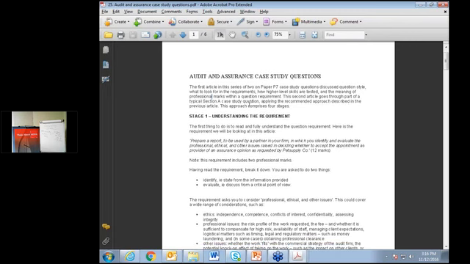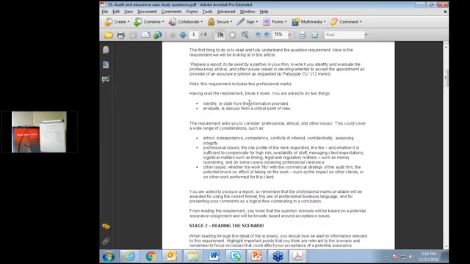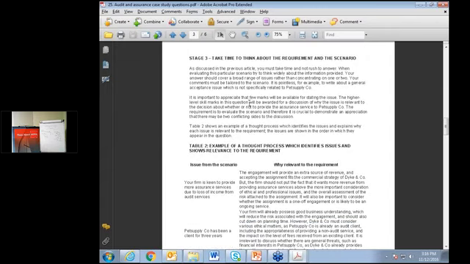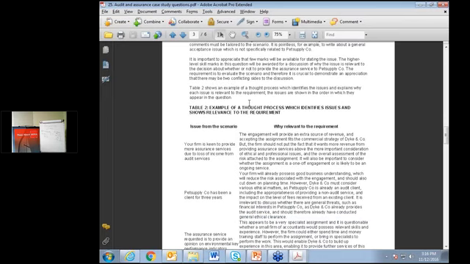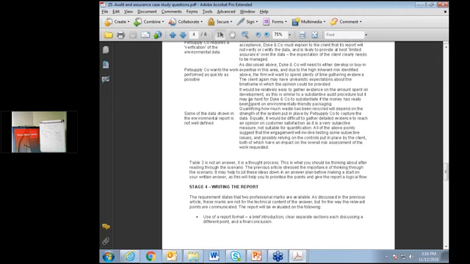And it talks about, for example, as you can see on the screen since I'm sharing it, stage 1, understanding the requirement. Stage 2, reading the scenario, and then it moves on to actual scenarios, and then stage 3, you take time to think about the requirement of the scenario, right? And then stage 4, actually writing the report.